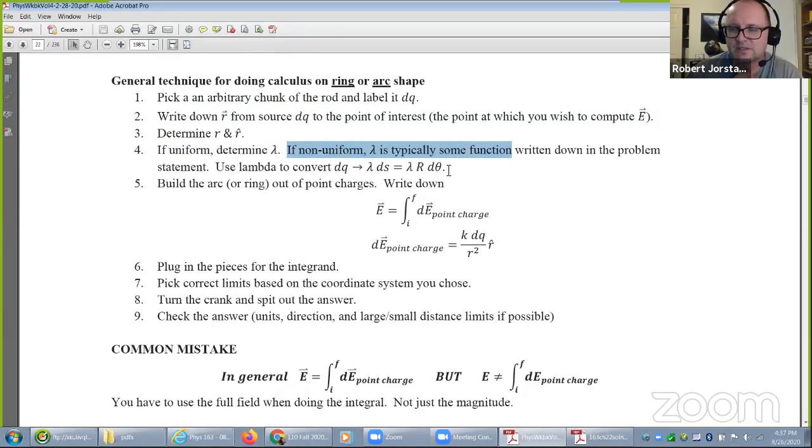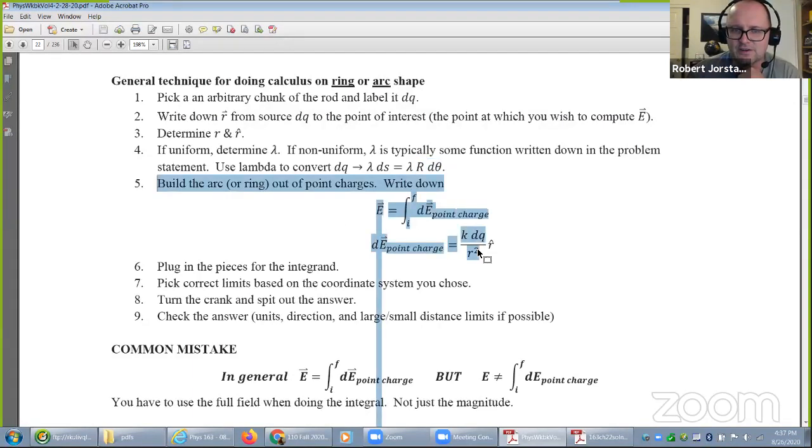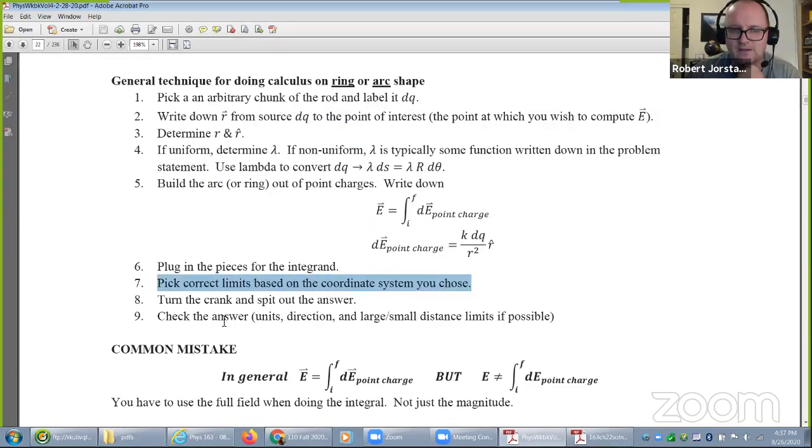And then this is something that's different. Instead of lambda dx, for arcs, we're going to get lambda ds, so arc length. And now for an arc, usually that's radius times d theta, and I'll draw some pictures in a minute. We're going to build this thing out of point charges and then turn the crank. And then we make sure we pick the right limits before we do that. And then at the end, we want to check as many ways as possible.